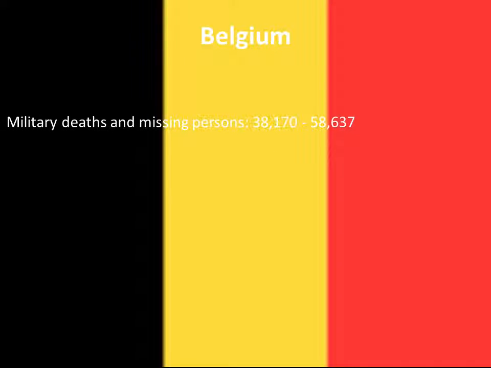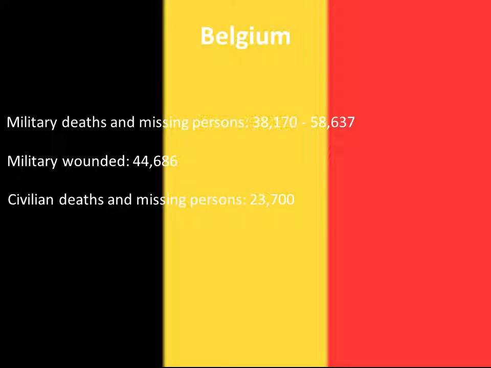Belgium. Military deaths and missing persons are numbered at 38,170 to 58,637. Military wounded is numbered at 44,686. Civilian deaths and missing persons are numbered at 23,700.